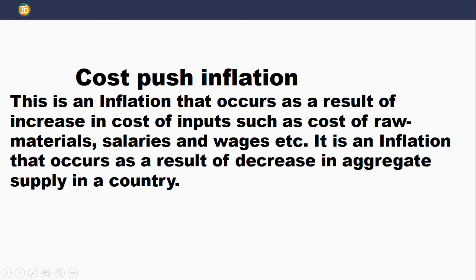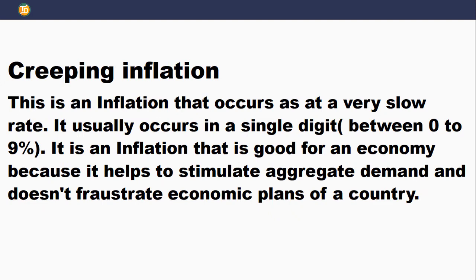Number two is cost push inflation. Cost push inflation is an inflation that occurs as a result of increase in cost of inputs. So when there's increase in cost of inputs or cost of production, we are going to have a cost push inflation. An increase in cost of inputs, such as cost of raw materials, cost of salaries and wages. When this increases, it will bring about a reduction in aggregate supply that will make the price of goods and services to increase.